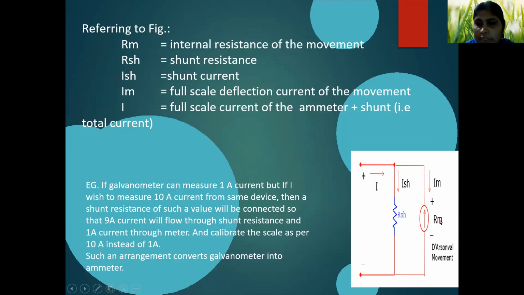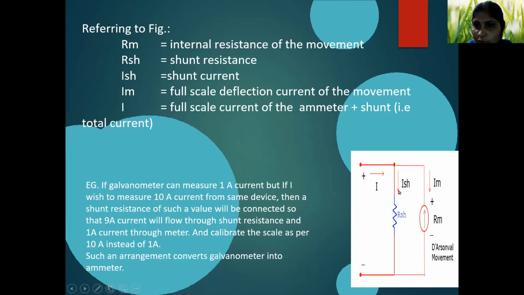So you can see here this RM is the internal resistance of the movement. RSH is the shunt resistance. ISH is the shunt current. IM is the current flowing through the galvanometer, or full scale deflection current of the galvanometer, and I is the total current, or you can say the full scale current of the ammeter.